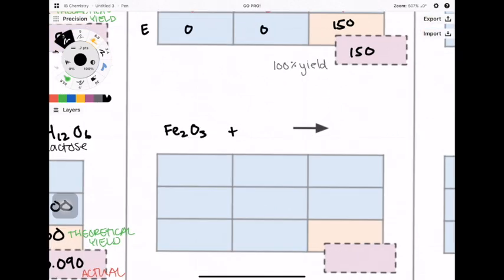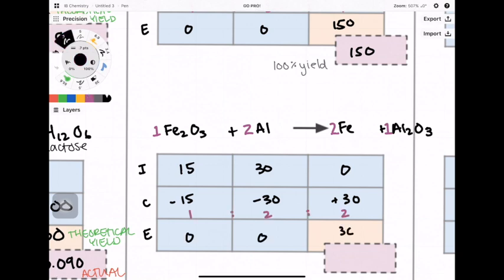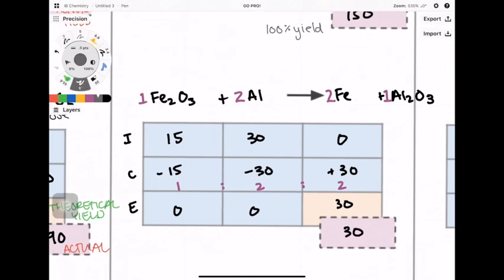Similarly, if we take a look at a chemical reaction of iron oxide plus aluminum turning into iron plus aluminum oxide, again, this ratio is not 1 to 1 like the broken pencil. Here it's 1 to 2 to 2 to 1. And so given my initial mole amounts, I can figure out how many products will be produced. Here I have 15 moles of iron oxide and 30 moles of aluminum. I'm going to use all of those up and end up producing 30 moles of iron, again because it's in a 1 to 2 to 2 ratio. Now assuming I produce 30% in the lab, I have 100% yield here.